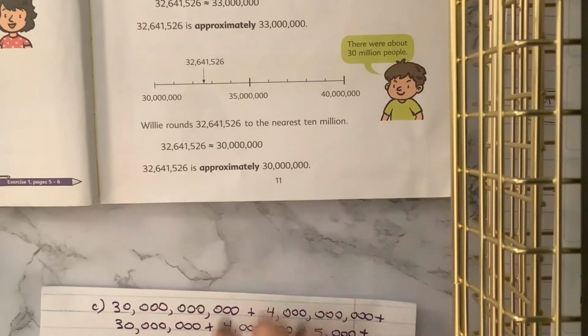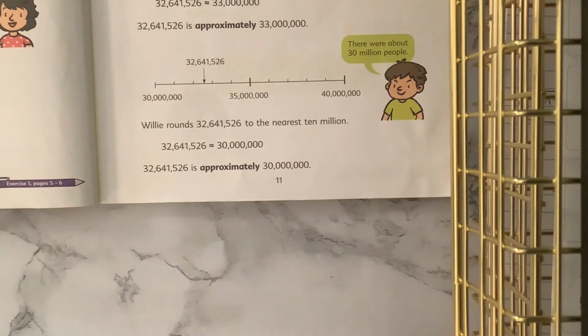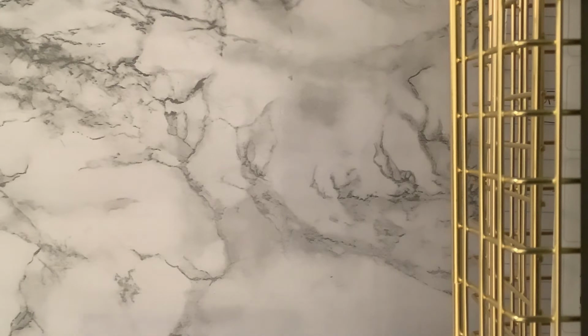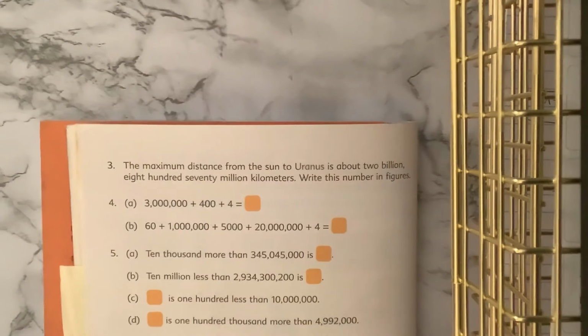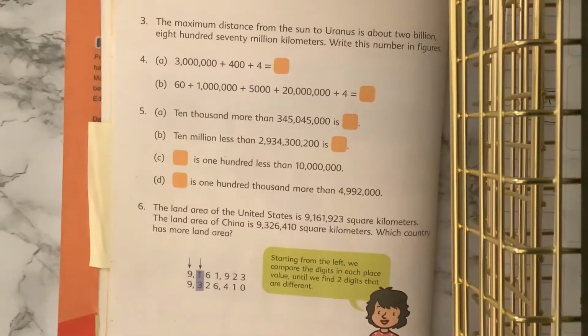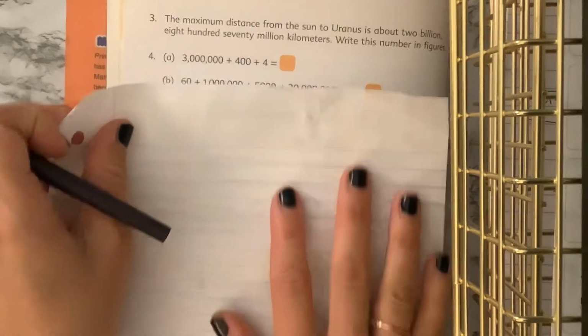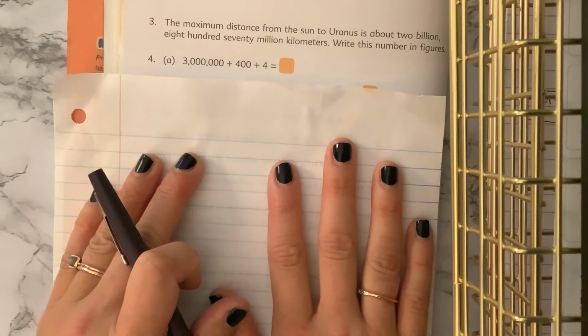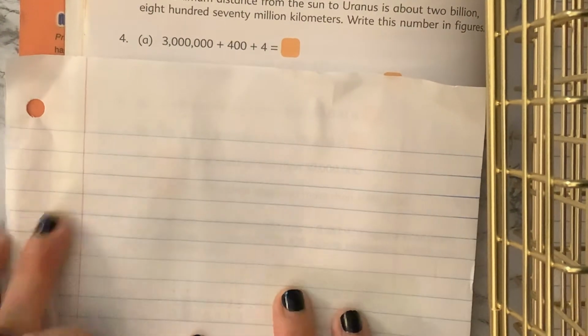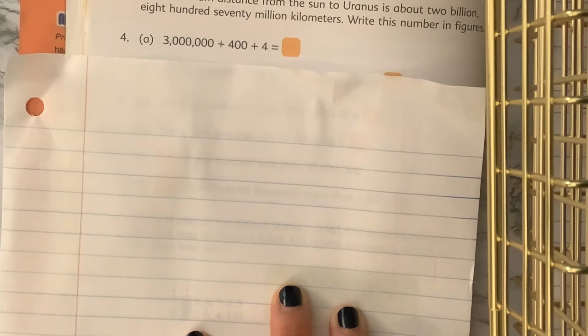Okay, so far, if we're looking at our objectives, we've worked on writing numbers in standard form, expanded form, and in words. Okay, so we're going to do a little bit of going back the other direction. So you're going to go ahead and turn the page to page 10 in your textbook. We're going to quickly take a look at number 4. We're going the other direction. We're going back from expanded form to standard form.